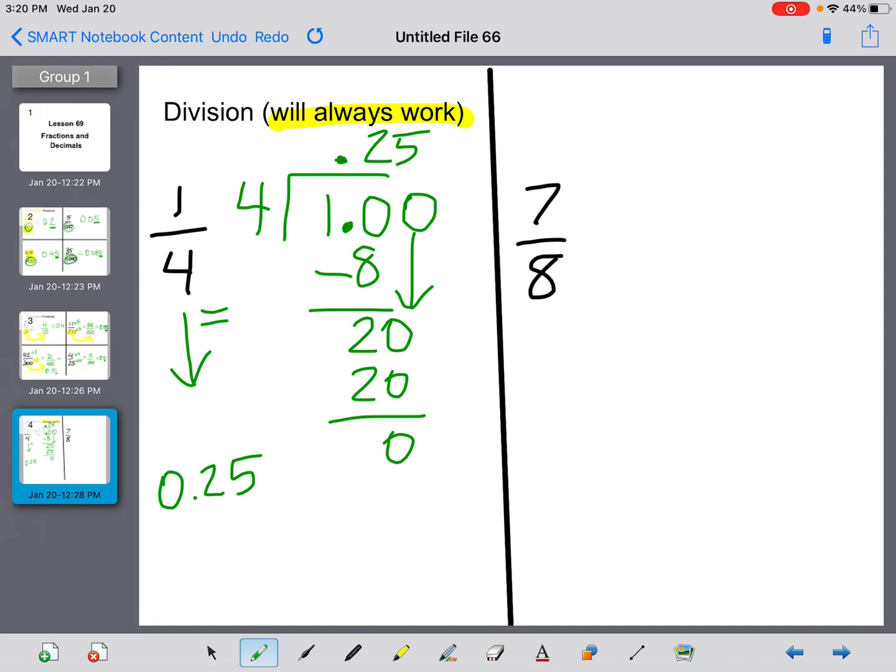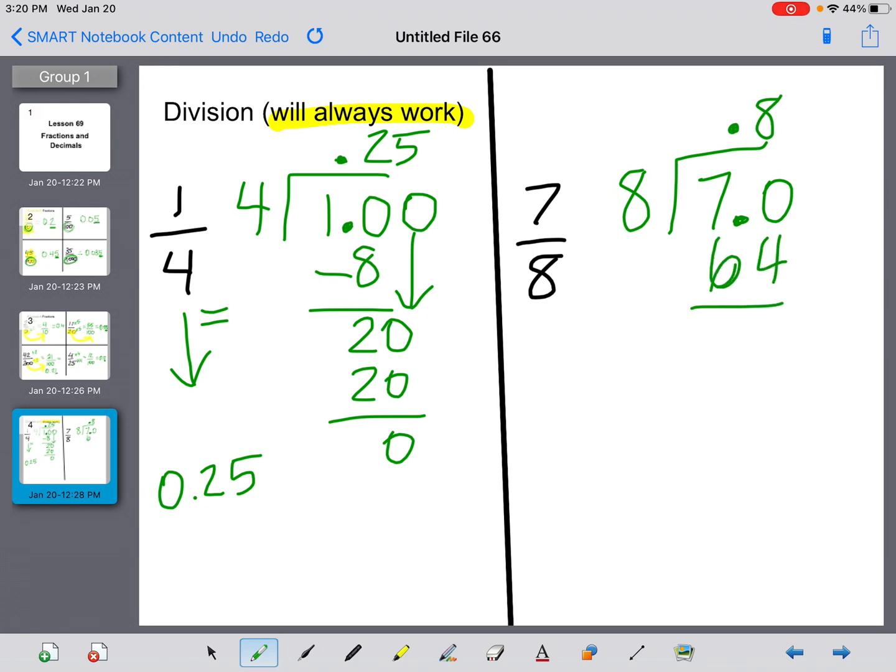Let's do one more example just so you can really see how this works. 7/8 doesn't multiply nicely into one of those easy look at it equivalent fractions. So you take the numerator, take your 7, you divide it by 8. 8 can't go into 7, so we need to add a decimal 0. So we add a decimal up there. 8 goes into 78 times. 8 times 8, 64. Do our subtraction. We get a 6.